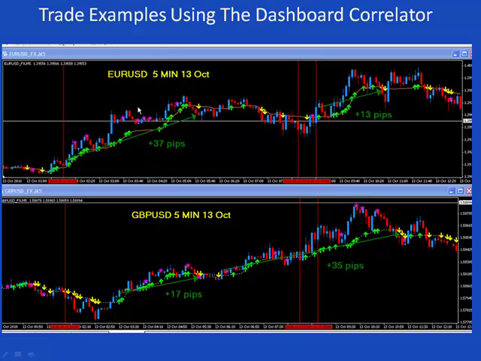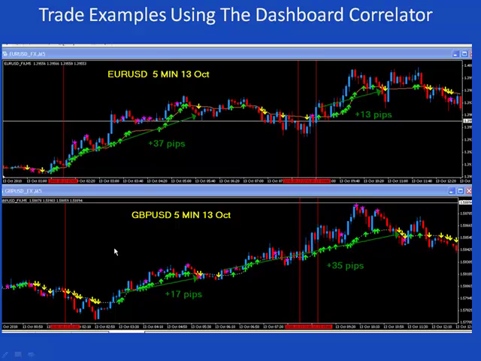I'm just going to go through an example here of some charts. This was the Euro USD 5-minute chart and the Pound USD 5-minute chart on the 13th of October. Now, just by looking at these two charts, you would think, well, they're pretty much the same. They were heading up against the US dollar, similar amount of pips to be taken. Which one of these two should I have traded? By looking at them, you would never know.